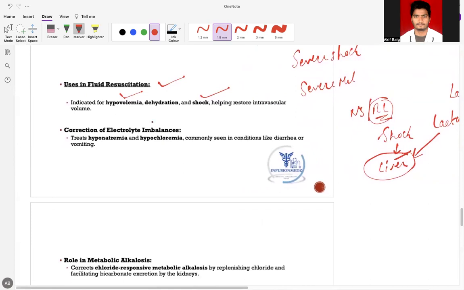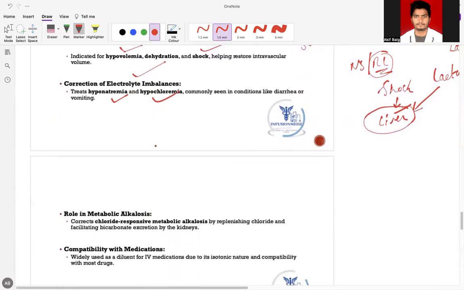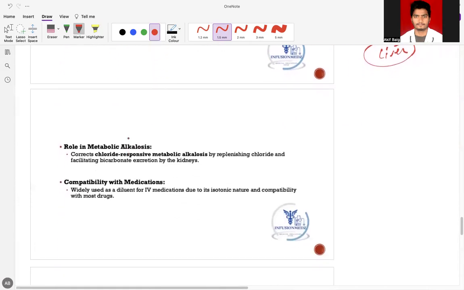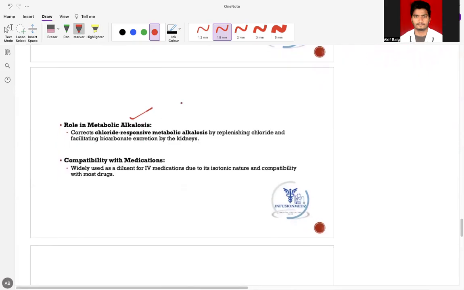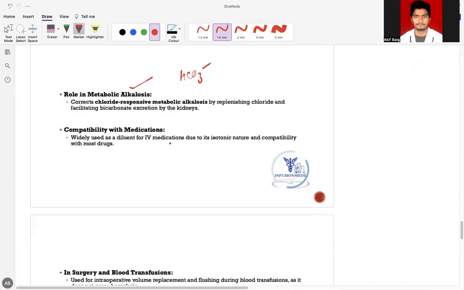Another advantage is that it also corrects the electrolyte imbalance. There is sodium chloride, so hyponatremia and hypochloremia also get corrected. It has a role in metabolic alkalosis as we have already discussed. Basically, it increases the excretion of the bicarbonate by correcting the chloride levels. Another advantage is that it is compatible with all the medications. Suppose we want to give an infusion of any drugs, we can mix it with NS. It is very much compatible.